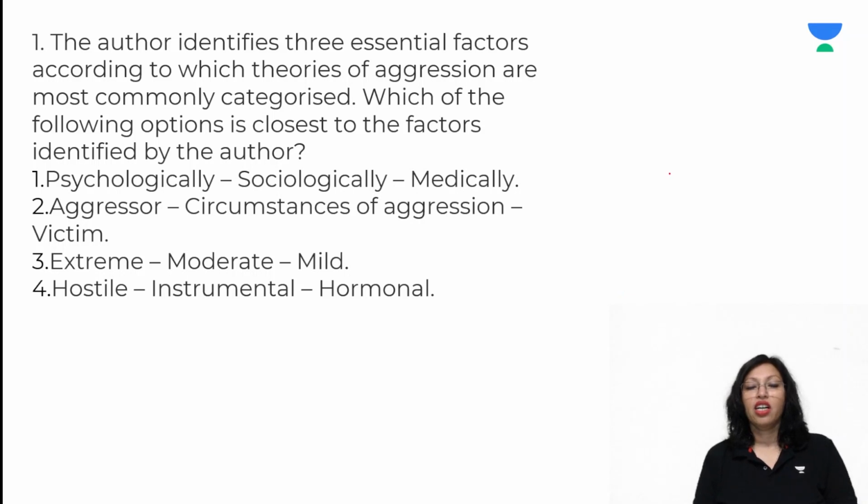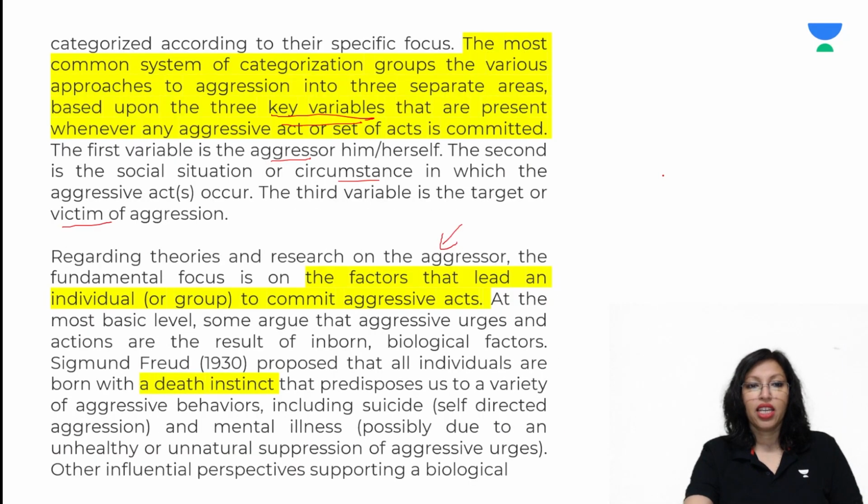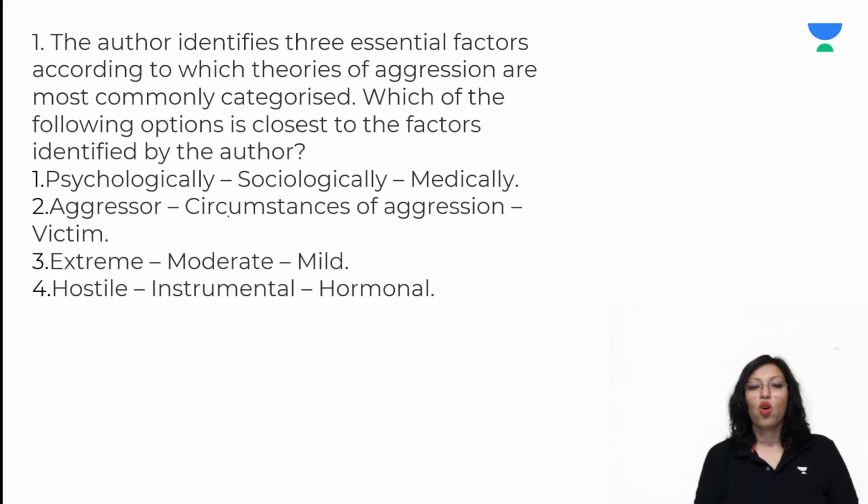Well, the correct answer here, I know where it is sourced from. The correct answer was given to us right at the end of the first paragraph, where I'll take you back to this place here. It said the most common system of categorization was based upon three key variables, and the variables were aggressor, circumstance, and victim of the aggression. So very clearly this answer was given to us as option 2, where we said aggressor, circumstance of aggression, and victim. So these are the three ways in which the various theories of aggression are most commonly categorized.